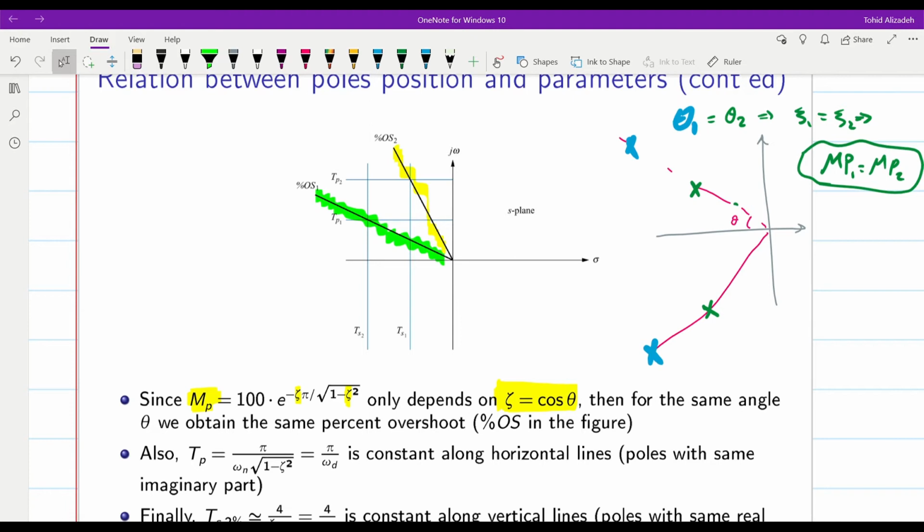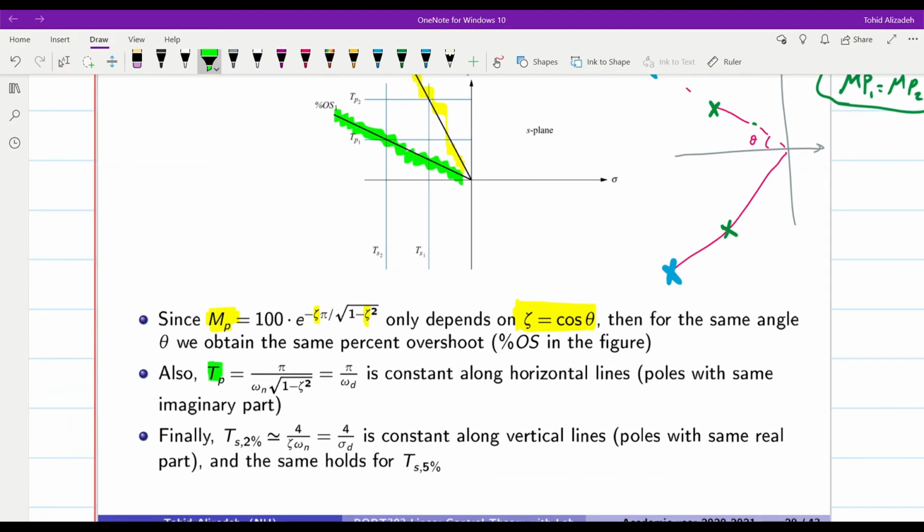The next step response parameter to consider is the TP, or the peak time. We know that it's equal to pi over omega n times the square root of 1 minus zeta squared, or it's equal to pi over omega d. So we can see that TP depends on the value of omega d. If we have two systems with the same value for omega d, they will have the same peak time.